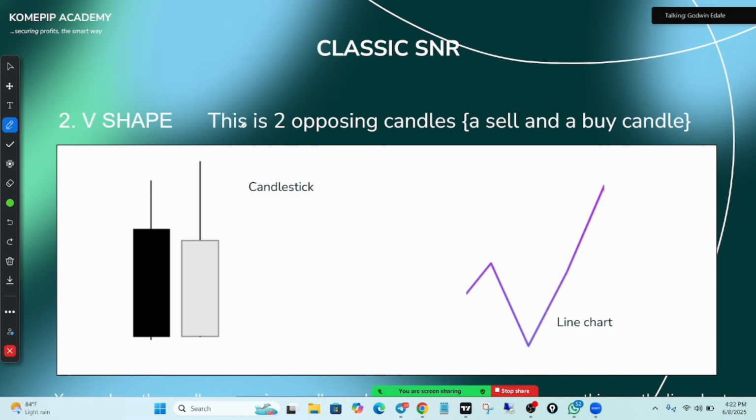V shape comprises two opposing candles, a sell and a buy candle. So this is our V shape level. For classic SNR, for the V shape, we have a sell and a buy candle. I repeat, if you want to mark the candles, you mark the closing price. For a bullish classic SNR, which is a V shape, you mark the bearish candle, which is the closing price. I hope that's clear enough.